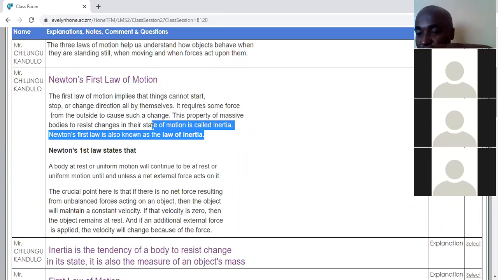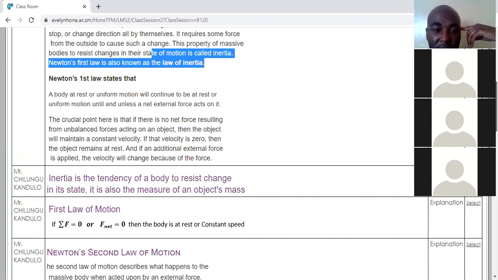Even you, sir, Mr. Mutete, to change you, it's very difficult. You start justifying. So change is always resisted. Are you getting it? So bodies always resist that motion. I'm getting it. All right, thank you. Thank you very much, sir. You're welcome.